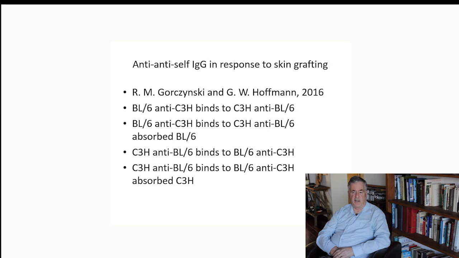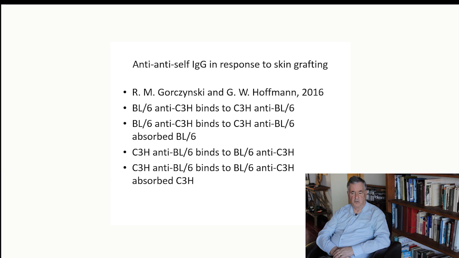In an experiment done by Reginald Gurczynski and myself, we obtained data demonstrating the presence of anti-anti-self IgG in response to skin grafting. What we showed was that BL6 anti-C3H binds to C3H anti-BL6, and BL6 anti-C3H binds to C3H anti-BL6 that had been absorbed with BL6, and vice versa.